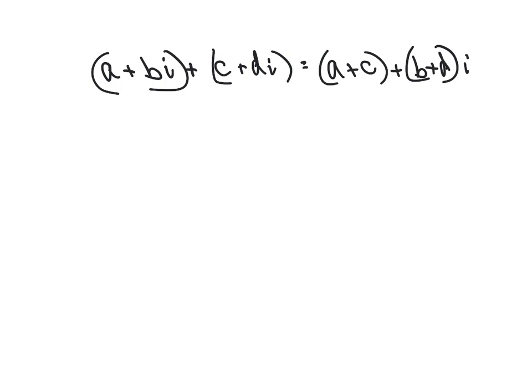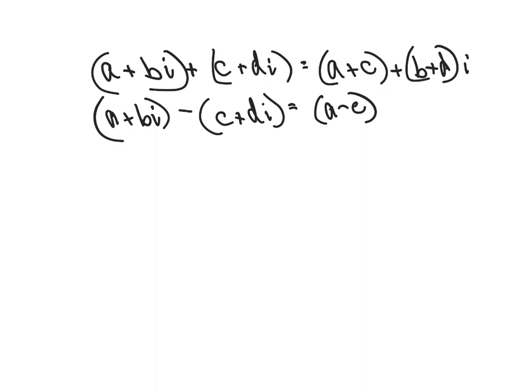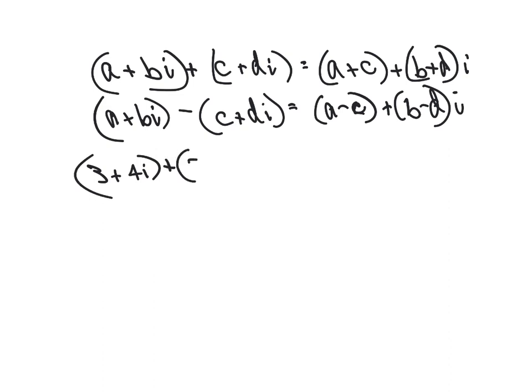So the same is true if we have subtraction. a plus bi minus c plus di. That's going to give me a minus c plus b minus d i. Okay, so pretty much the exact same thing, except we put subtraction there. So let's look at example 10. We have 3 plus 4i, and we're going to add 7 minus 6i.